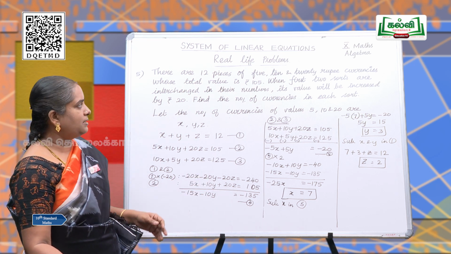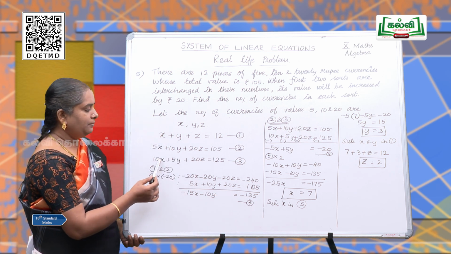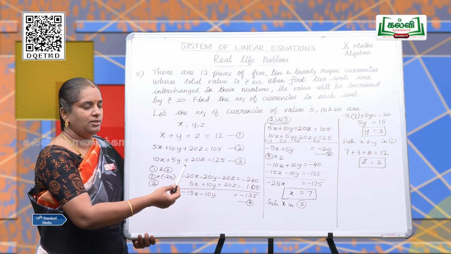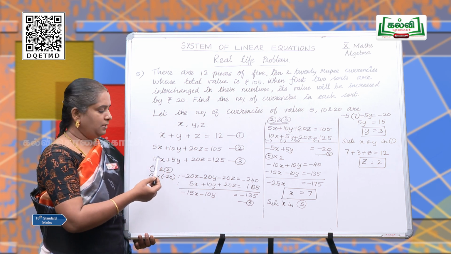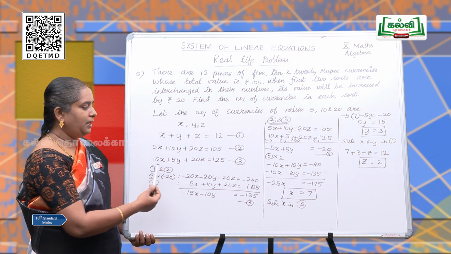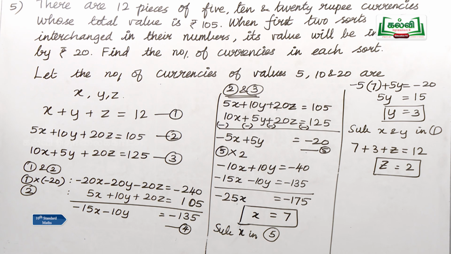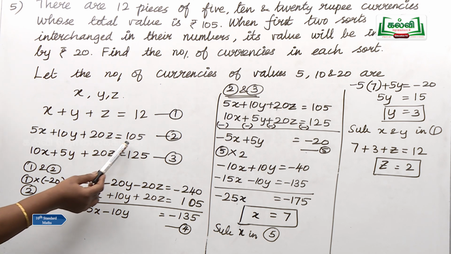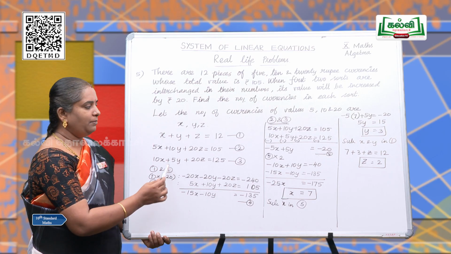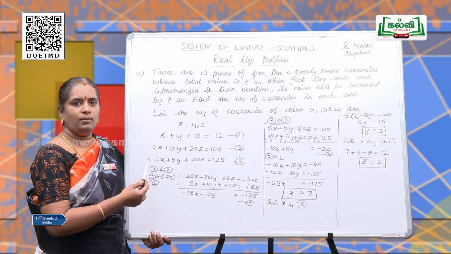The third equation says that if the first two sorts are interchanged in numbers, that means x 5 rupee notes and y 10 rupee notes become x 10 rupee notes and y 5 rupee notes, the value increases by 20. The original value is 105, so if you increase by 20 rupees, the value is 125. So we have framed the equations. Using these equations, we are going to solve and find the values of x, y and z.